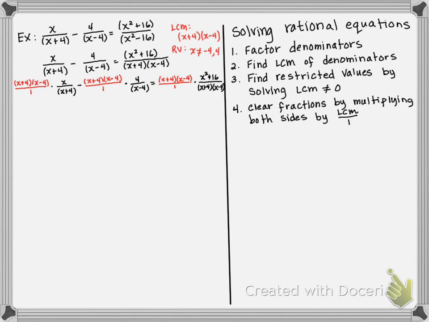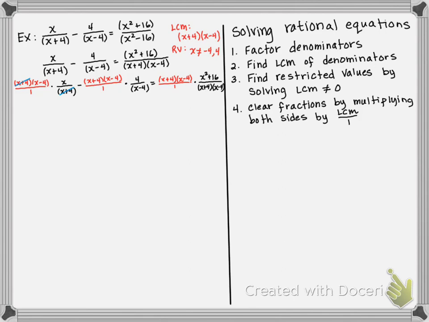So taking our LCM over 1 times each term. Remember, terms are separated by addition, subtraction, or equal signs. So in this case, we have 1, 2, 3 terms. Even if one of those wasn't a fraction, we would still multiply our LCM by it. So we have 1, 2, 3 terms, because those are separated by addition, subtraction, or the equal sign. So now we're going to go through and simplify.